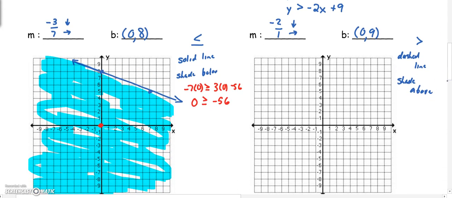So I'm going to use my b value, 0, 9. I'm going to go down 2, right 1, down 2, right 1, and I can continue this with a dotted line. Then because it's a greater than, we are going to shade above our graph.